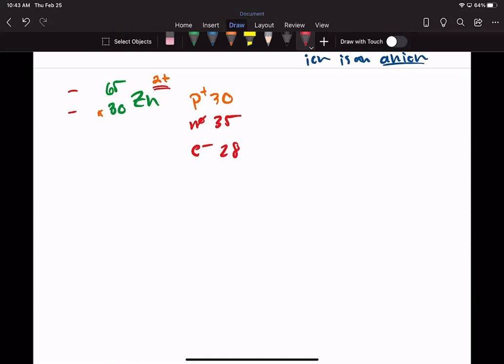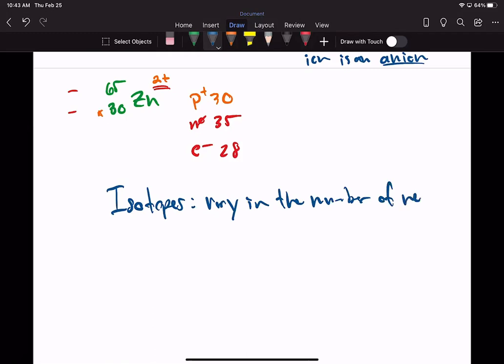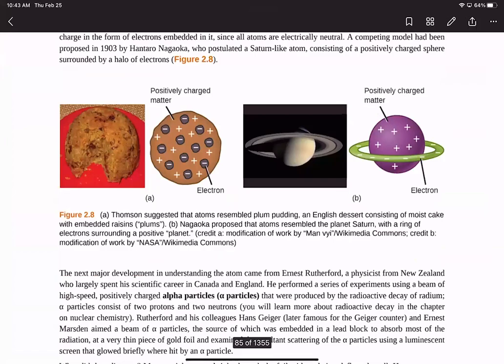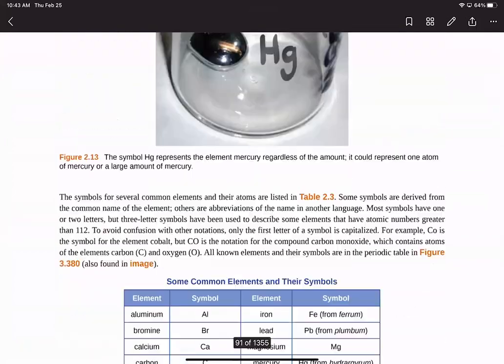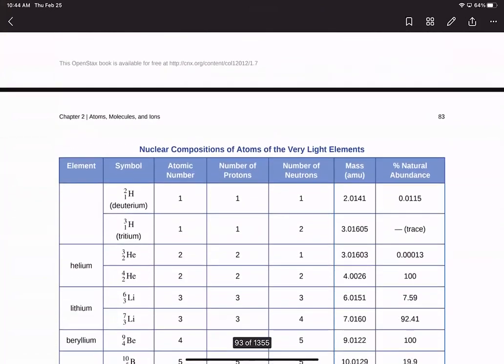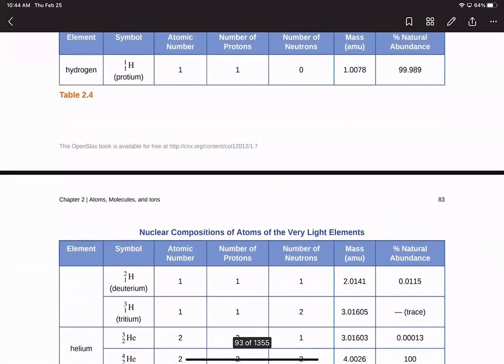All right, so now I think we can move on to isotopes here. Isotopes vary in the number of neutrons. I mentioned carbon-12 earlier. Carbon-12 is an isotope of carbon. If we take a look at some isotopes here, here's a small list of isotopes your book gives you, but every single element has these. So every element has isotopes, right?